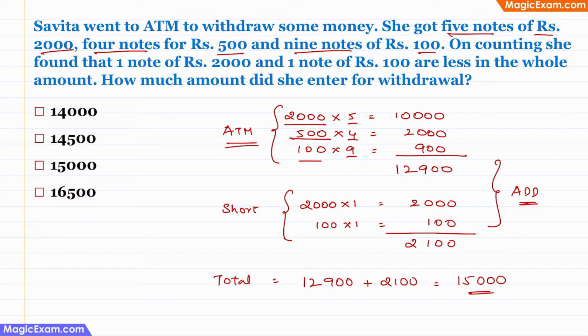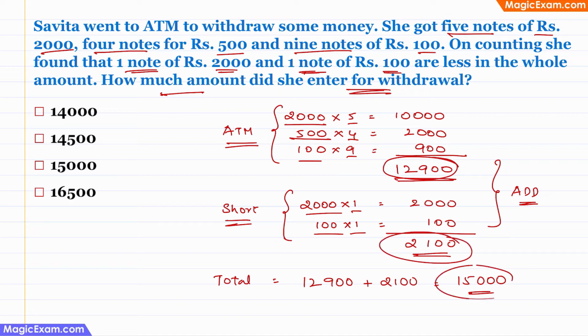It is 12,900 rupees. On counting, she found that 1 note of 2000 and 1 note of 100 are less in the whole amount. So what is the shortage amount? 1 note of 2000 and 1 note of 100, so 2100 is the shortage. So how much amount did she enter for withdrawal? She went to the ATM and the amount that she entered was 12,900 plus 2,100.